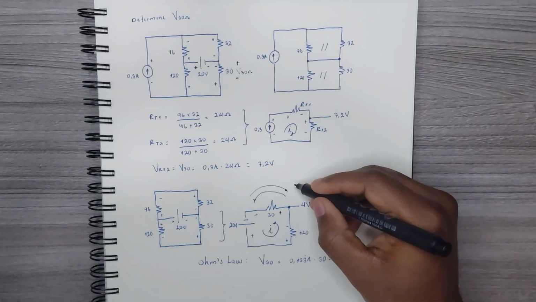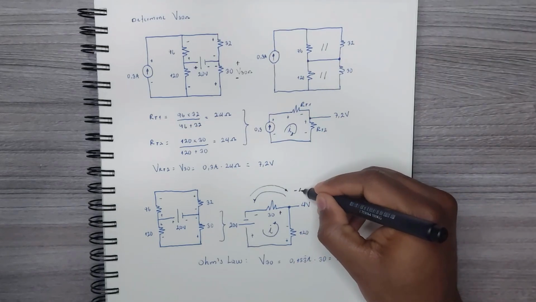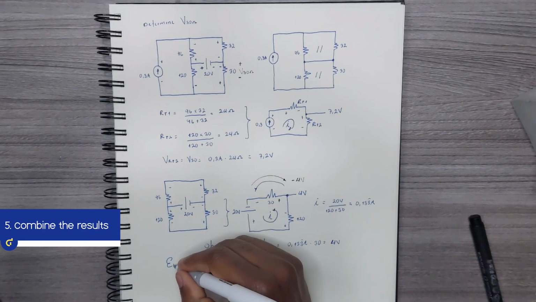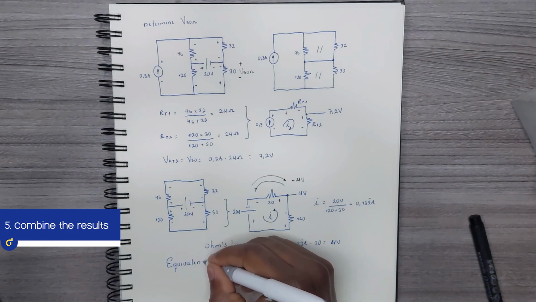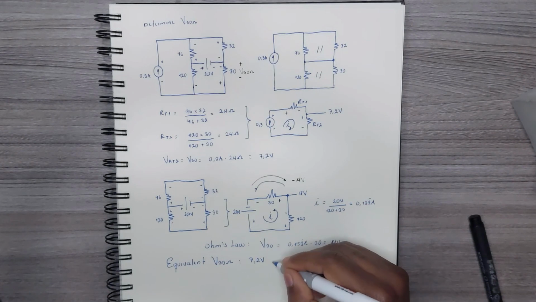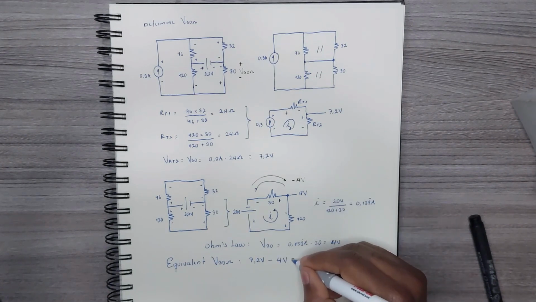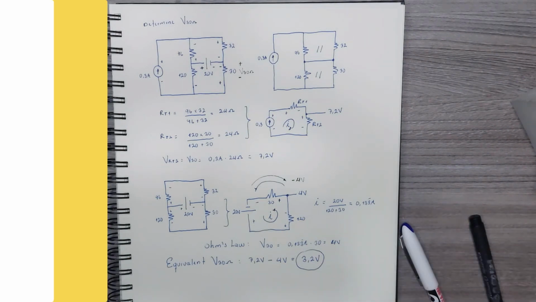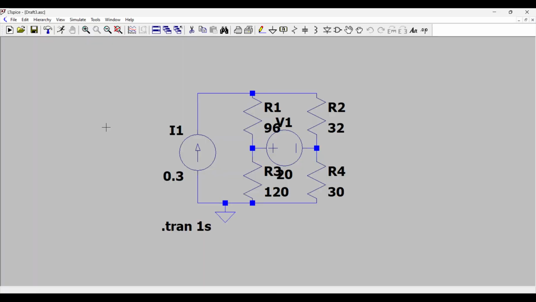Awesome. Now that we have those two values, let's combine the two results together to know the overall voltage across this resistor. The voltage is equal to 7.2 minus 4 volts, and that gives me a total of 3.2 volts across this resistor. Alright, so now let's compare this with my simulation.